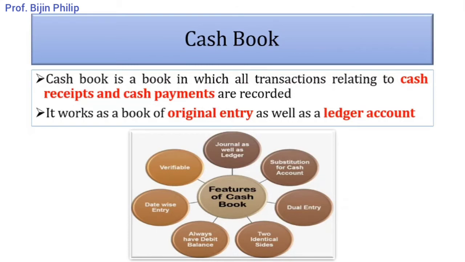Another very important feature you have to remember: cash book always has a debit balance. Cash in hand is the principal element of a cash book, which is used to meet the day-to-day business expenses. Logically, paying more than the available cash is not possible. Therefore, the business will always be left with a debit cash balance. So that is a very important point you have to remember.